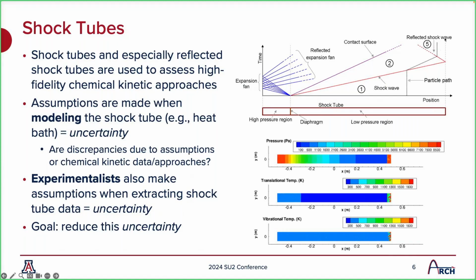Usually what we do is just treat that as a 0D heat bath, try to neutralize it and see how it behaves. But what we're trying to do to actually assess if that heat bath is an appropriate assumption is run a full reflected shock tube region. So you can see a high pressure, low pressure region, and then you see a reflected shock wave coming back.